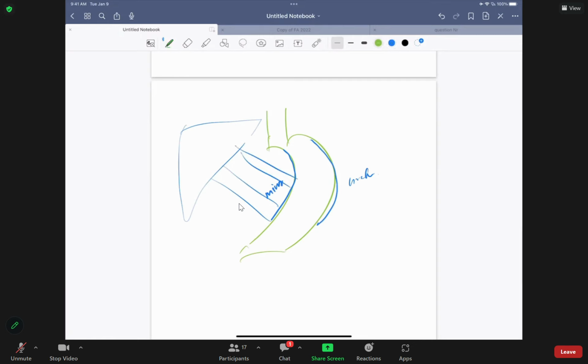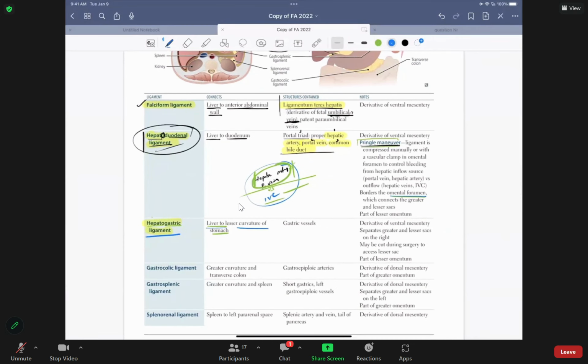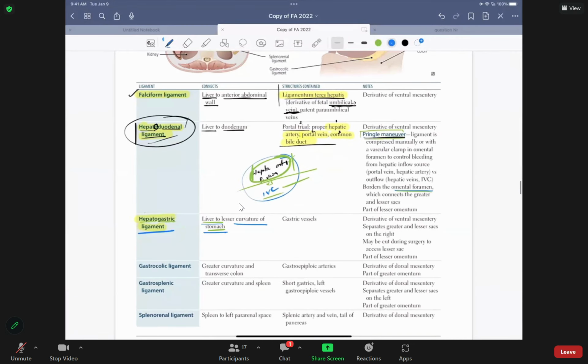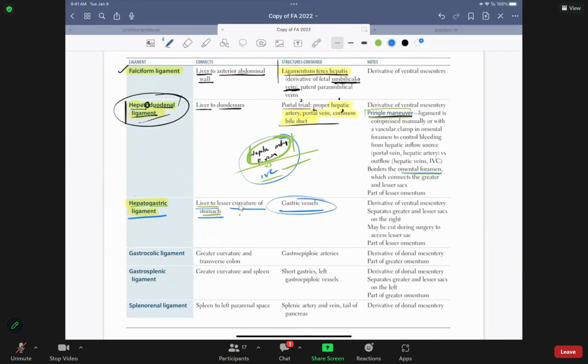Now, if I tell you I have a ligament that connects here, that should be hepatoduodenal because it's connecting liver to the duodenum. Okay, so this is hepatogastric ligament. It connects the liver to the lesser curvature of the stomach. It has gastric blood vessels, folks. It has gastric arteries. We're going to go more deep into each individual branch in the next page, but we should know lesser curvature has a lot of gastric arteries.